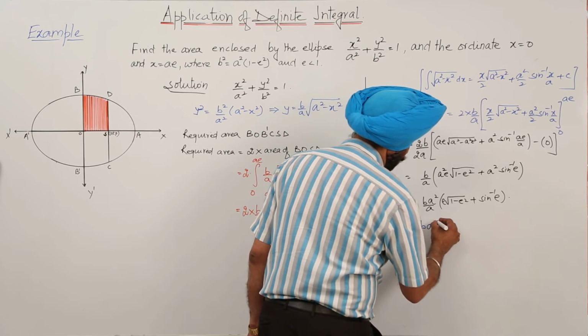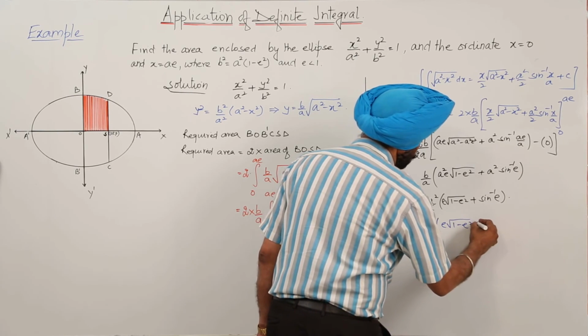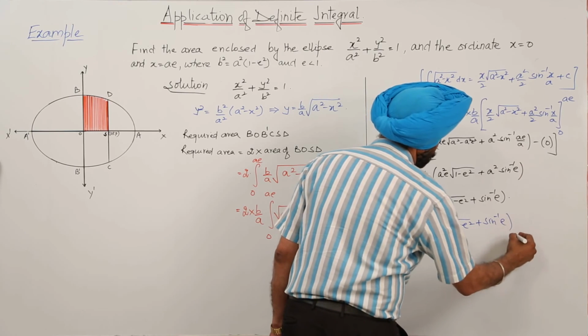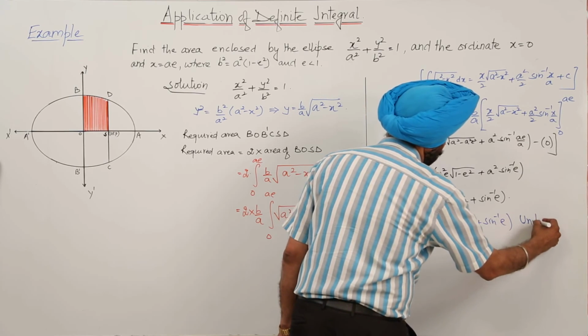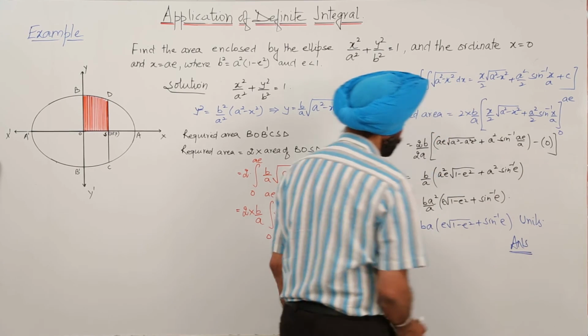ba, e square root of 1 minus e square plus sine inverse e. This is the answer. Okay, this is the answer.